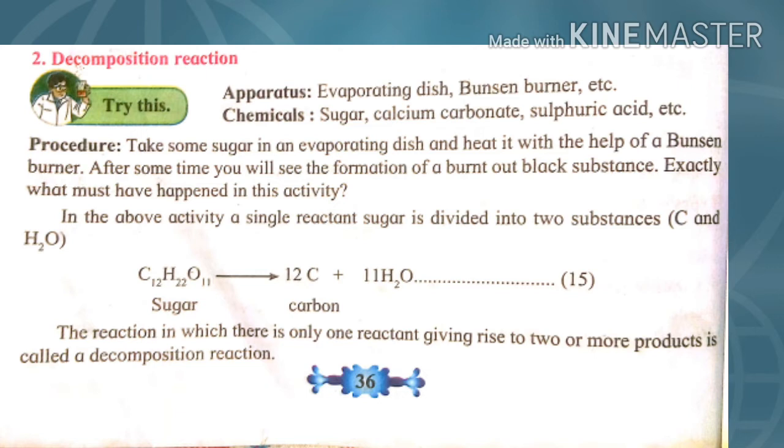First example is when sugar is heated in an evaporating dish. After some time, we see a black substance is formed. So the chemical reaction is C12H22O11 gives 12C plus 11H2O.